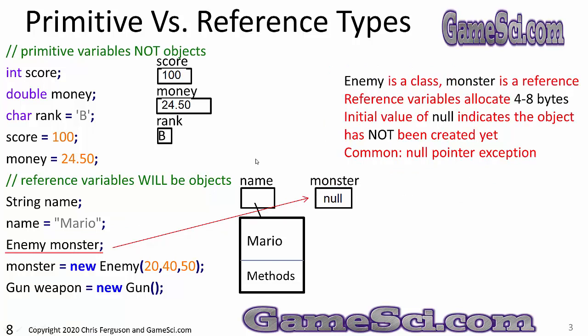Enemy monster; I am declaring an object reference of type enemy. What does that mean? Enemy is a class. Monster is a reference variable. Reference variables allocate a small piece of memory, 4 to 8 bytes. The initial value of null, see that null in the monster reference variable, indicates an object has not been created yet. You can declare a reference variable without an object, and that is what we've done here.